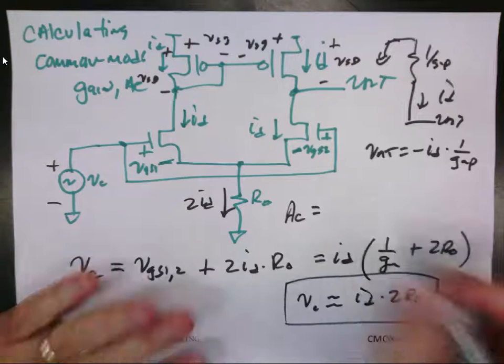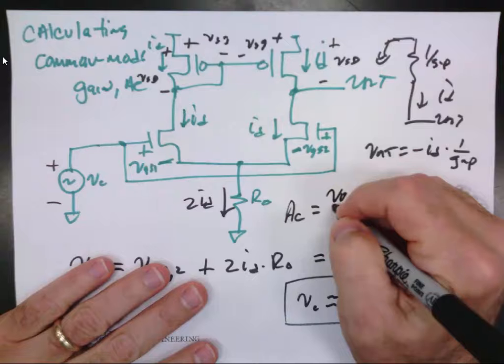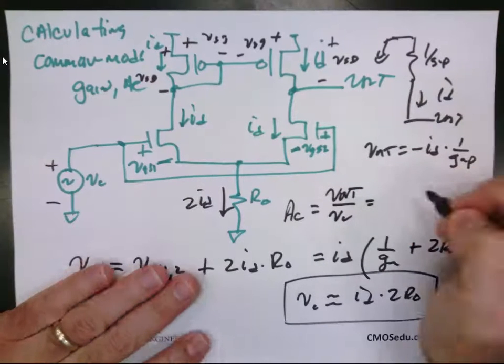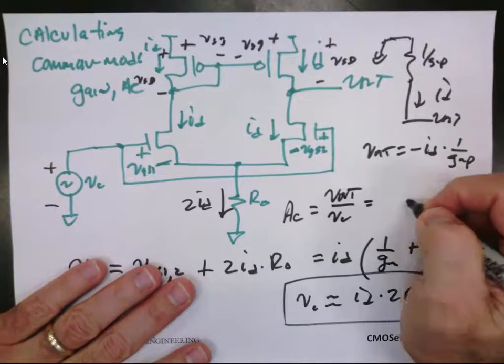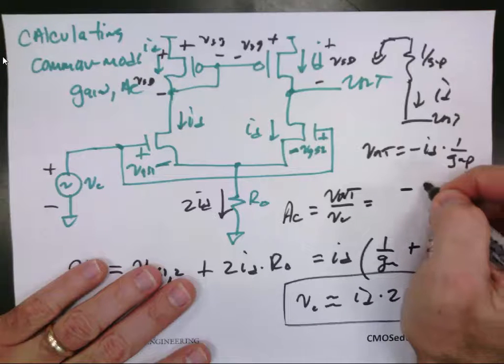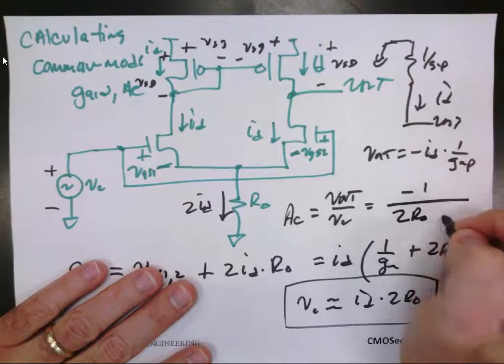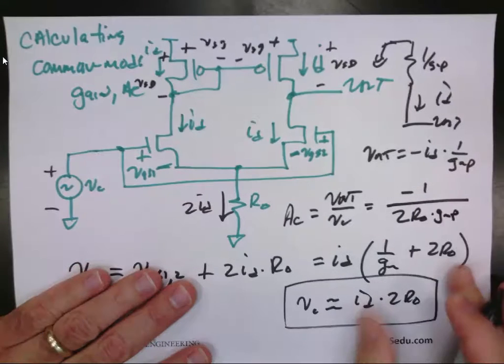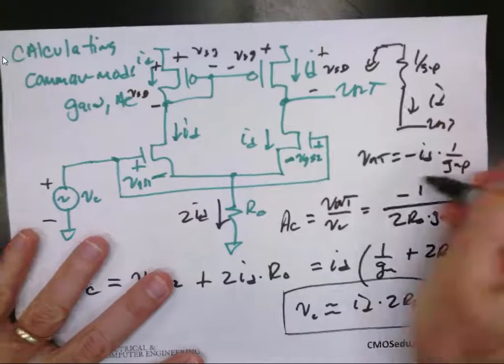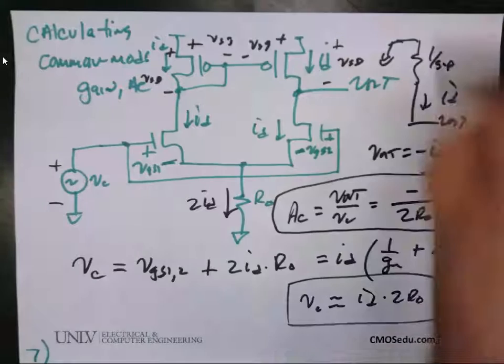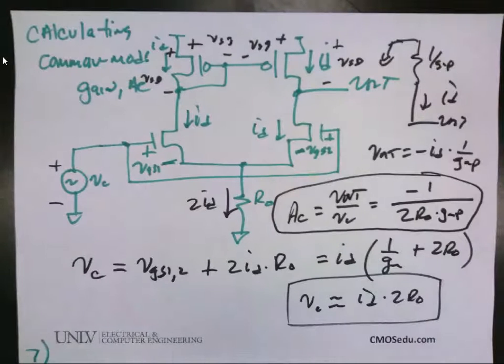Okay. AC is V out over VC, and that's equal to minus 1 over 2 R out GMP. Any questions on how I derived that? Dwayne.